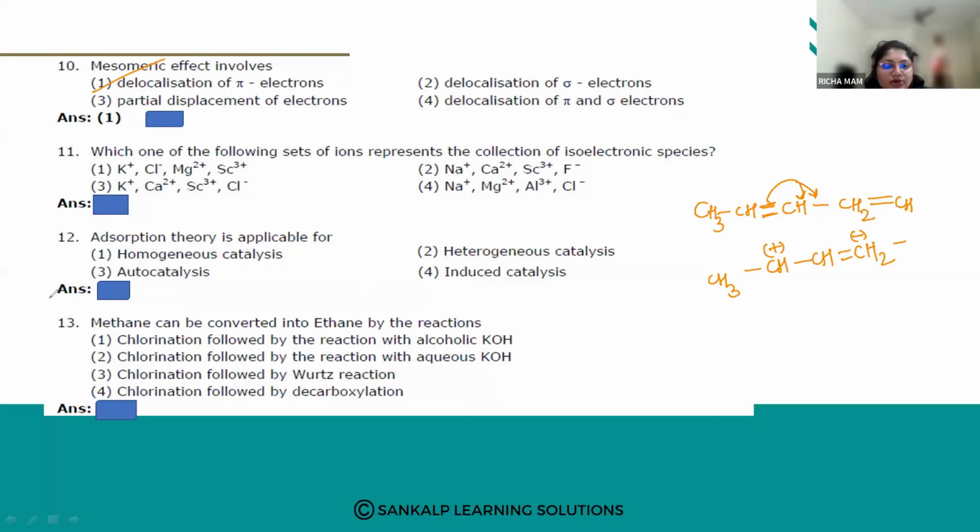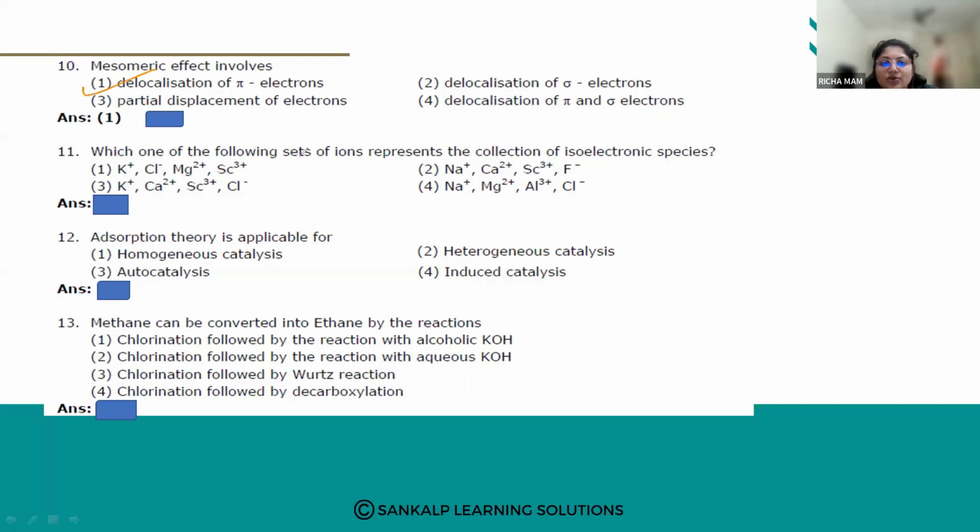So what will happen that time? The complete transfer of your pi electrons or the lone pair of electrons will take place to the adjacent atom. Beside the atom where pi electrons or a covalent bond is present, the adjacent transfer will take place. So option number 1 is the correct answer.